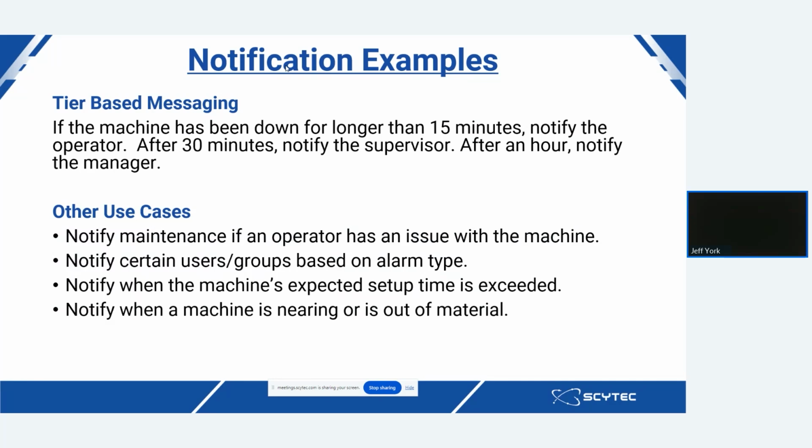And then other notification example use cases: you can notify maintenance if an operator has an issue with the machine. You can notify certain users and user groups of an alarm type that has been activated. You can also notify when a machine's expected setup time has been exceeded. So if you have a machine that is supposed to take a half hour to set up, after 31 minutes, that email will then go out alerting somebody that the expected setup time has been exceeded. And then finally, another use case for notification examples would be when a machine is nearing and or out of material.